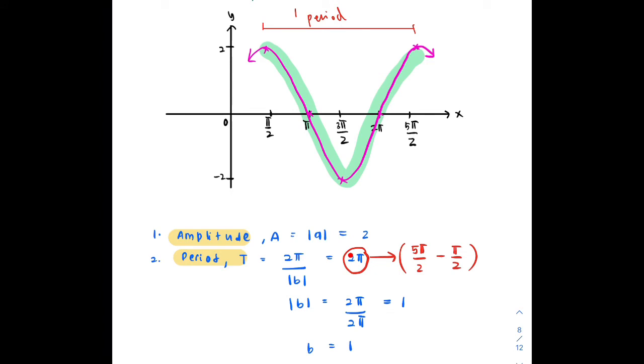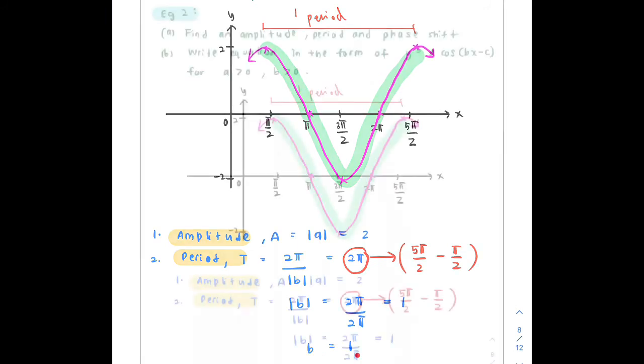So from here, we can find the value of b. Let's rearrange: 2 pi over modulus b is equal to 2 pi. So now modulus b is equal to 2 pi over 2 pi. So cancel out, this is 1. Therefore, the value of b is equal to 1.